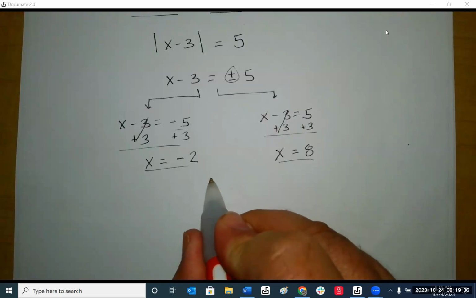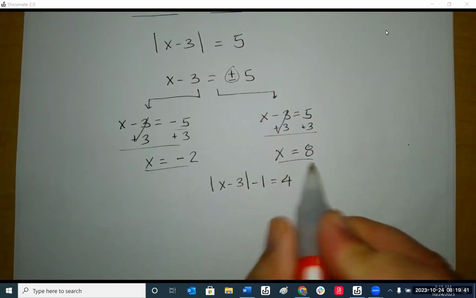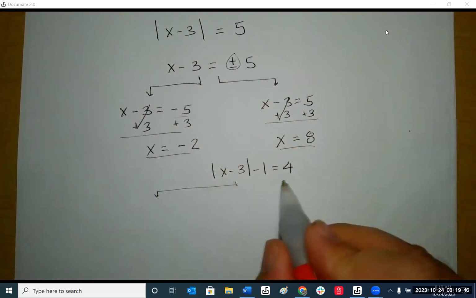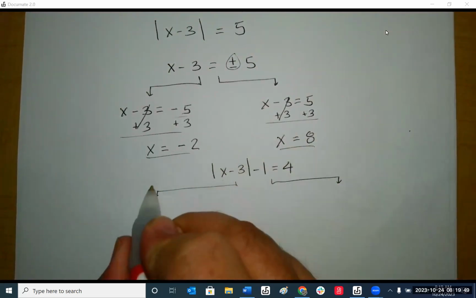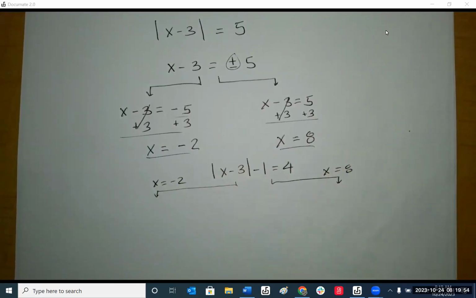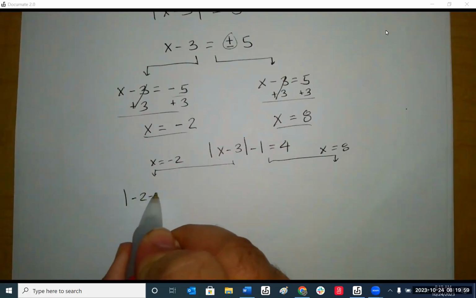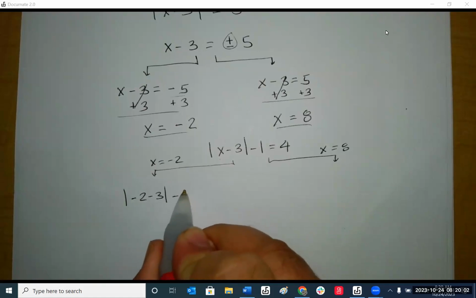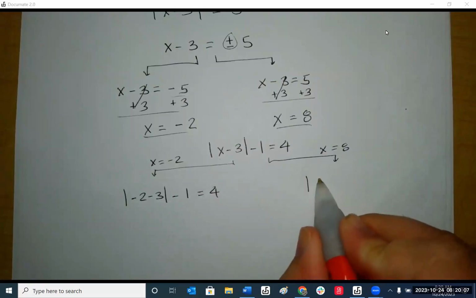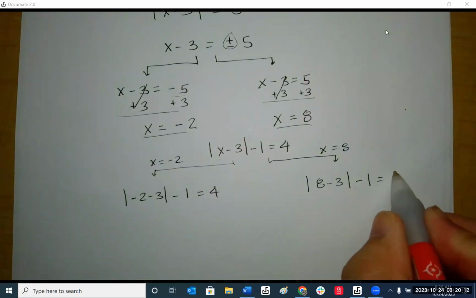So now we check them. We plug them back into the original equation and see if both of these, if we put them in there, if they equal 4. When x equals negative 2 and x equals 8. Negative 2 minus 3 minus 1. 8 minus 3 minus 1 equals 4.